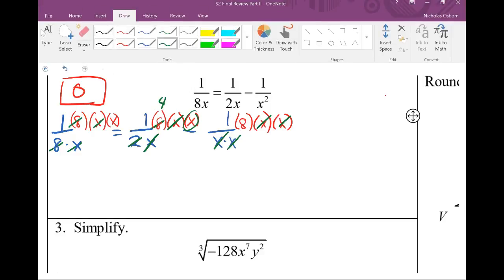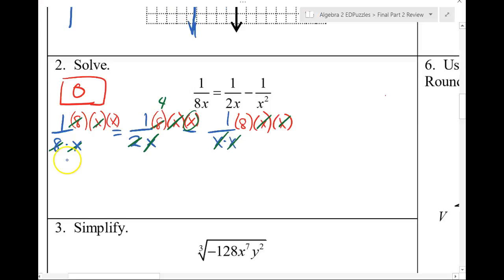Alright, so what we're going to do here is carry down everything that was left over after we canceled out. So here I had an x equals, and then I had a 4 times an x and minus, I only had an 8 left over here. And then I just solve the equation.